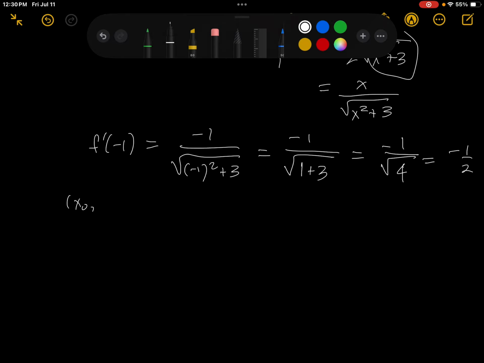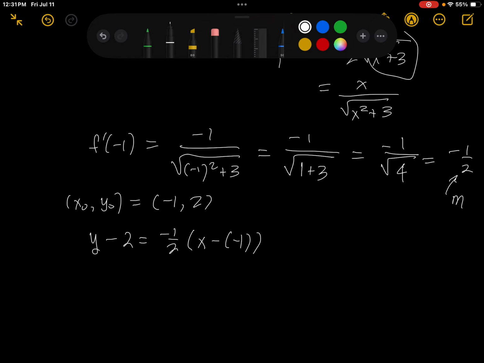So our x0, y0 is -1, 2. That's the slope of the line. Let's call it m. And now we're ready for the equation. Y minus y0 equals m, -1/2 times parentheses x minus x0. That's x minus negative 1. And that's the equation of the tangent line.